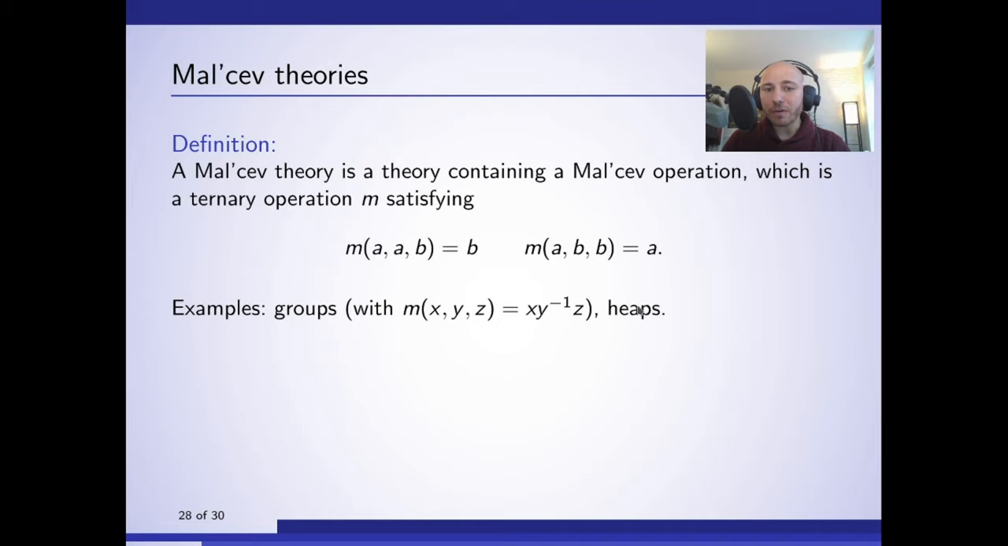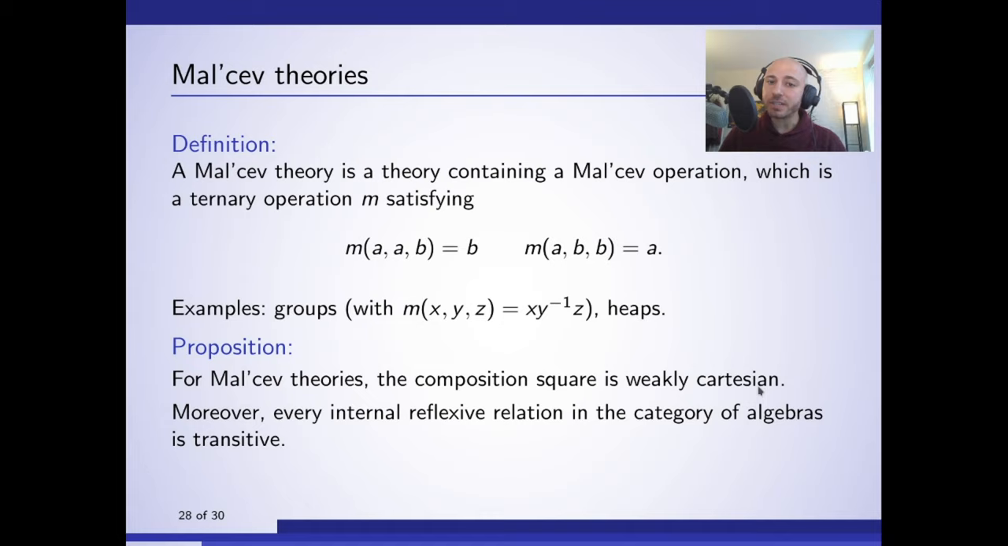So for all these modes of theory, we can have this interpretation, and we can apply this trick. So for modes of theories, the composition square is weakly Cartesian. And the reason is pretty much the example I showed you before. You can just take the relevant difference and complete the square. We can tell even more.